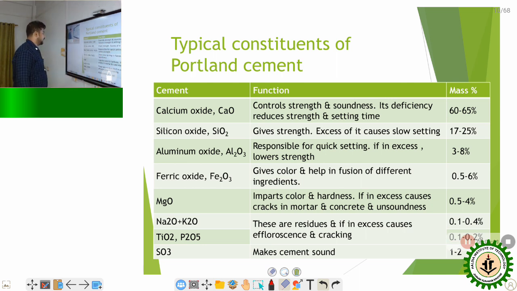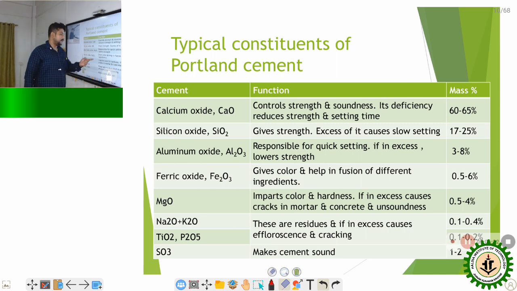Next, consider silicon oxide, SiO2. It gives strength, and an excess of it causes slow setting, 17 to 25%. Aluminum oxide, Al2O3, is responsible for quick setting, and if in excess, lower strength, 3 to 8%. Ferric oxide, Fe2O3, gives color and helps in fusion of the different ingredients, 0.5 to 6%.